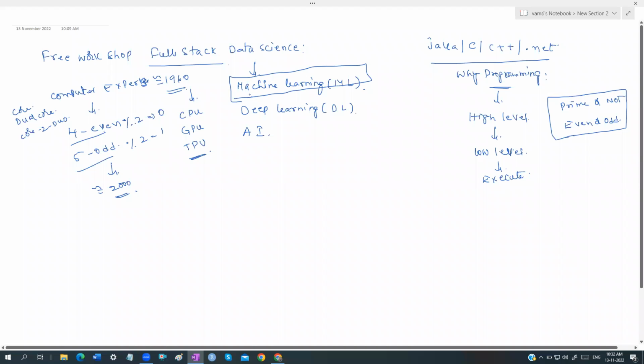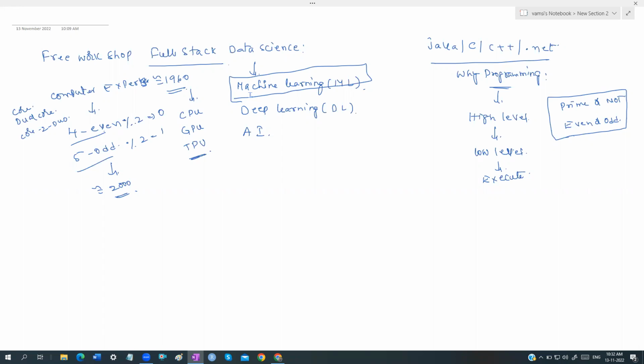So as part of your data science, the most important concept is going to be machine learning. From machine learning only, we have got deep learning, AI, all of this derived from machine learning. Machine learning is the first important thing. First, we have to learn machine learning, and after learning it, you can go to the remaining aspects.